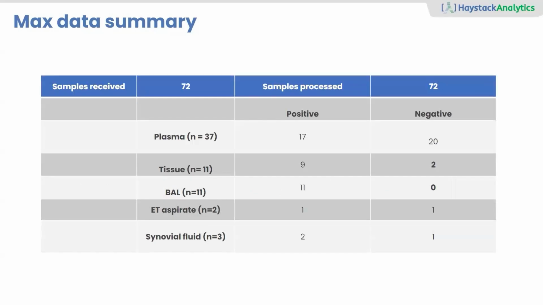So plasma, we have reported 37 samples, 17 positive and 20 negative. Tissue 11 samples, 9 positive, 2 negative. BAL 11 positive, 0 negative. ET aspirate 2, because sometimes clinicians force us to do it, but we don't recommend it. 1 negative, 1 positive. Synovial 3 samples, 2 positive and 1 negative. Next slide, please.